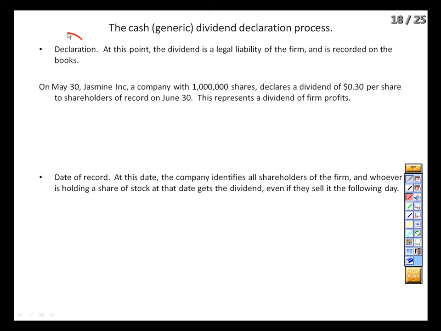The dividend starts with the date of declaration, and the board of directors makes its declaration on, say, May 30th. It's not management who decides to pay a dividend. It's only the board that has the authority to do so. At that point, it becomes a liability, and we have to pay it.